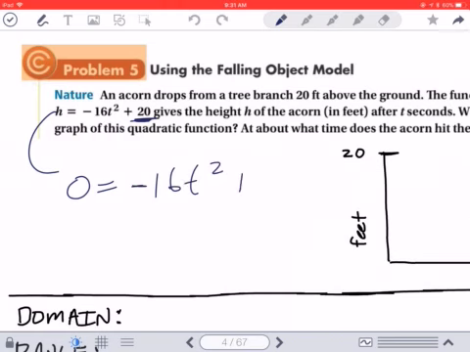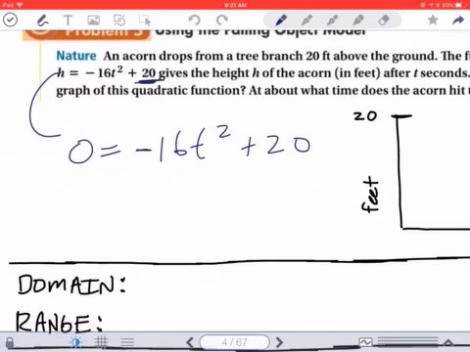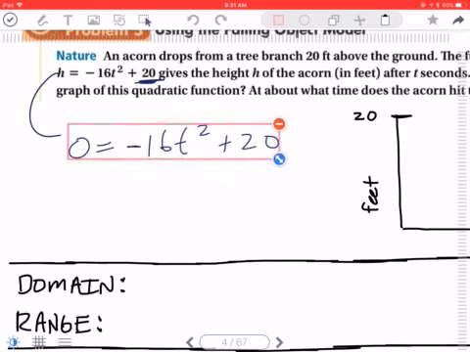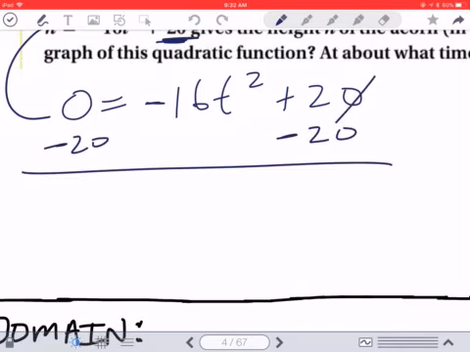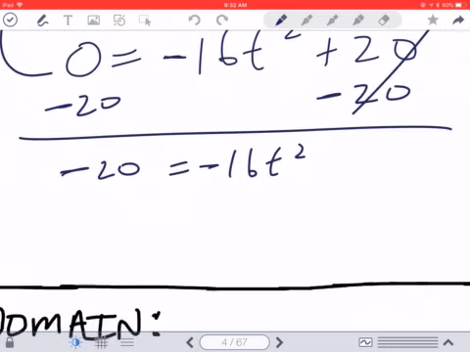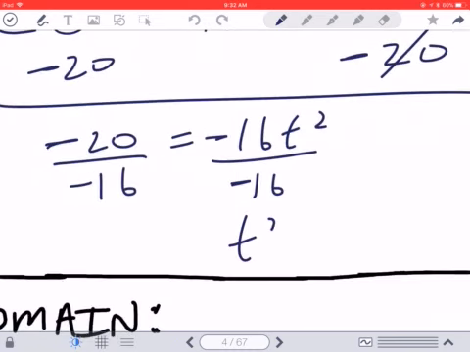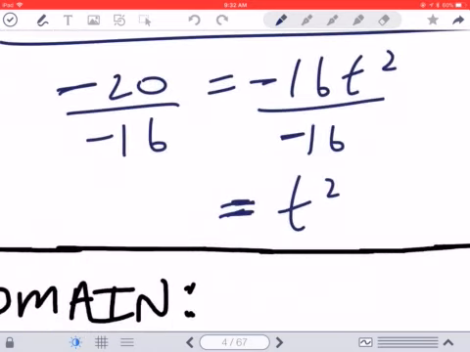and I just leave t squared blank. I plug in 0 there because I want to make the height 0. From there, I'm going to subtract 20 and solve for t, just using algebra. So I have negative 20 equals negative 16t squared. Then I'm going to divide by negative 16, and I get t squared equals 20 over 16. Negative divided by negative is a positive. And I can reduce this by dividing them both by 4, so I get 5 over 4.